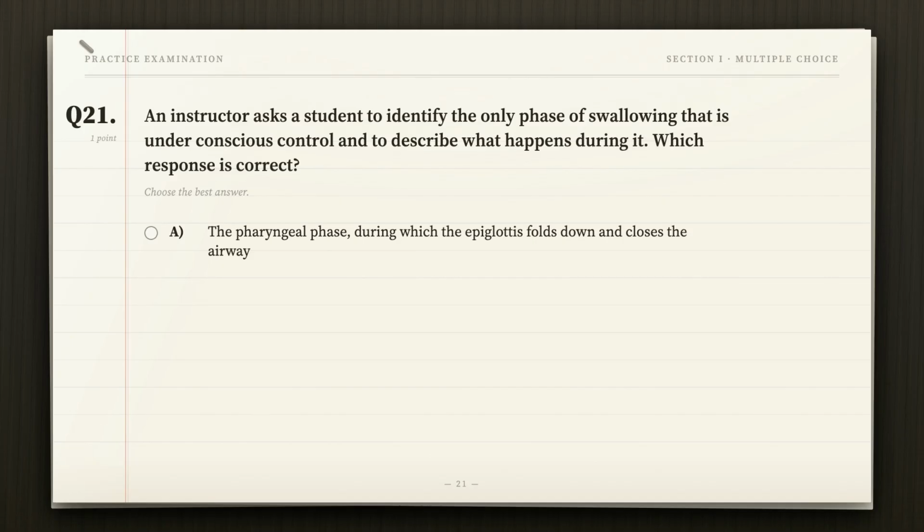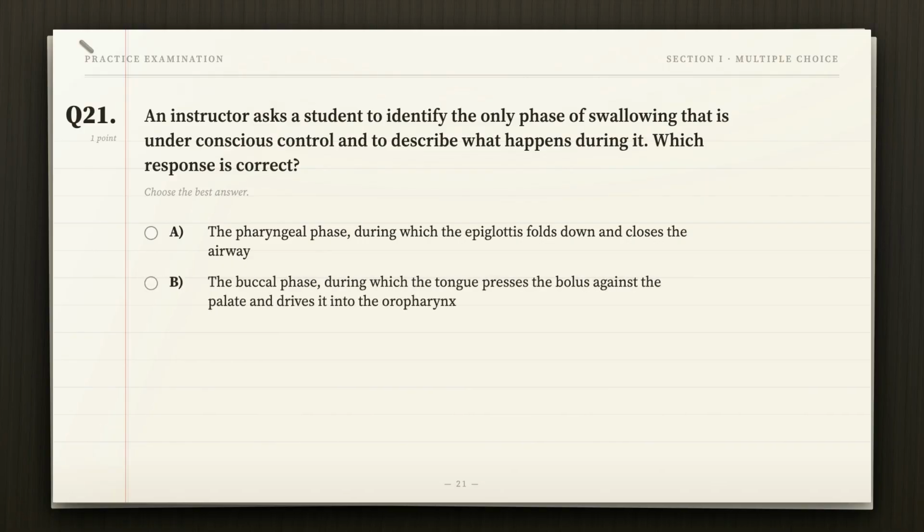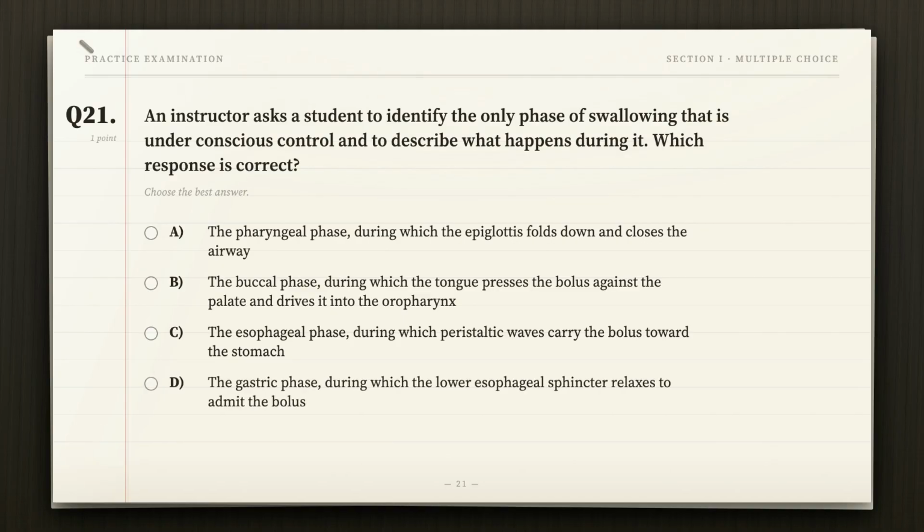The pharyngeal phase, during which the epiglottis folds down and closes the airway. B. The buccal phase, during which the tongue presses the bolus against the palate and drives it into the oropharynx. C. The esophageal phase, during which peristaltic waves carry the bolus toward the stomach. D. The gastric phase, during which the lower esophageal sphincter relaxes to admit the bolus.